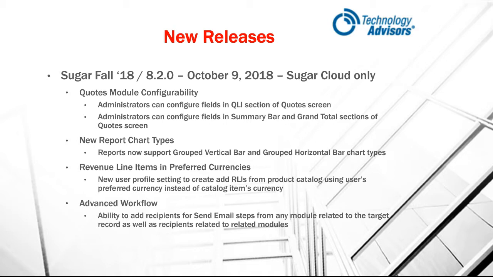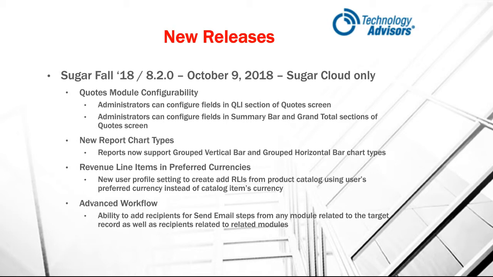So with this release, administrators can now modify the fields in the quoted line item section of the quote screen when you're building your quote, meaning you can now add your own custom fields to that part of the screen. And administrators can also configure the fields that are in the summary bar at the top of the line section, as well as in the grand total section. So with this release and some of the features that have come out in previous releases, the quotes module is essentially entirely configurable through the administration tools at this point. So any changes that you would like to make, especially adding custom fields, kind of the big request they were trying to hit here, you can do that now.